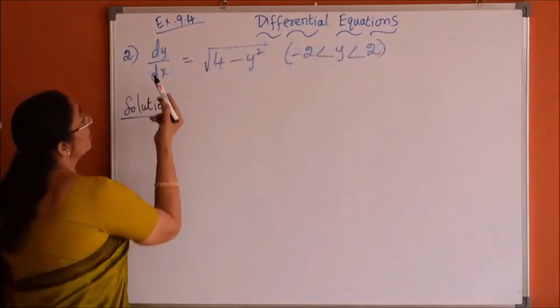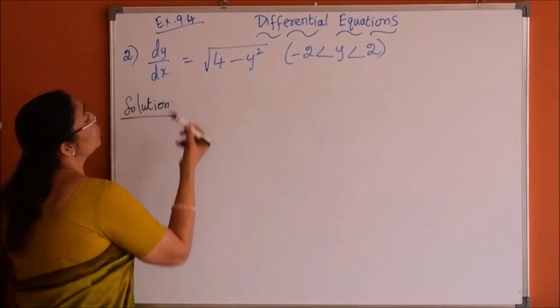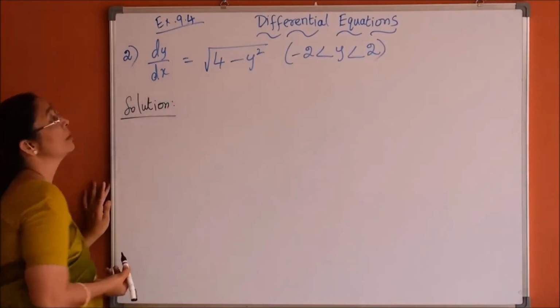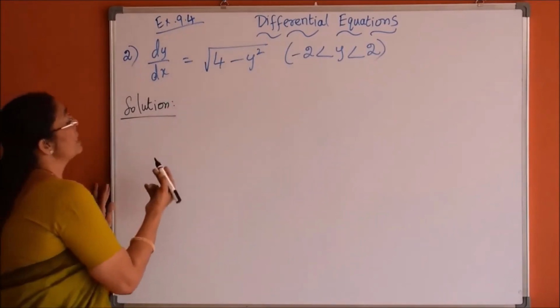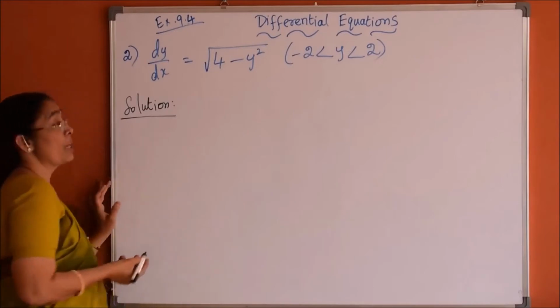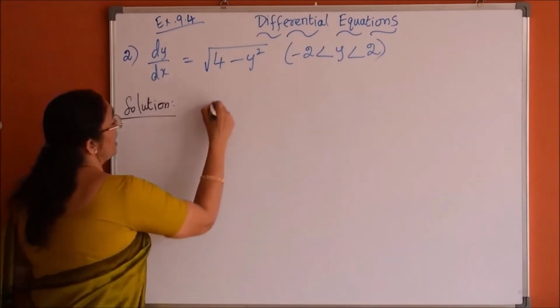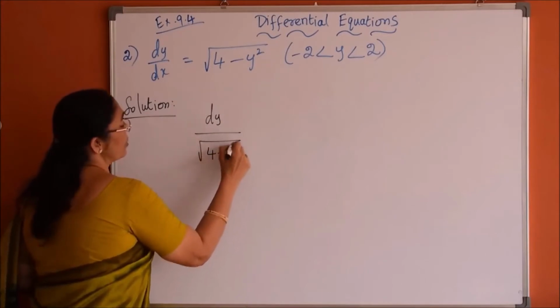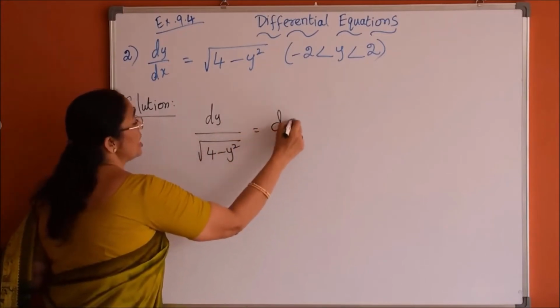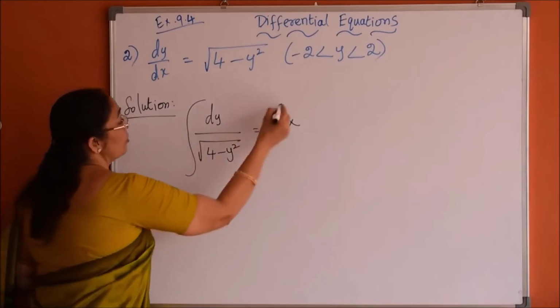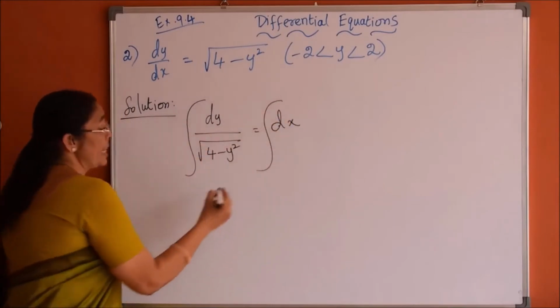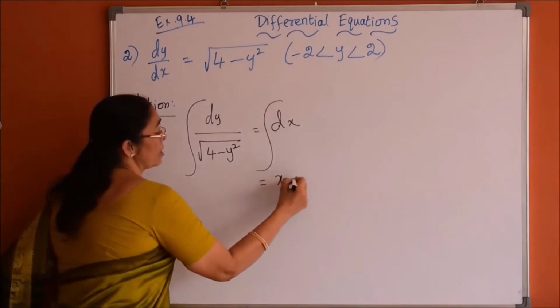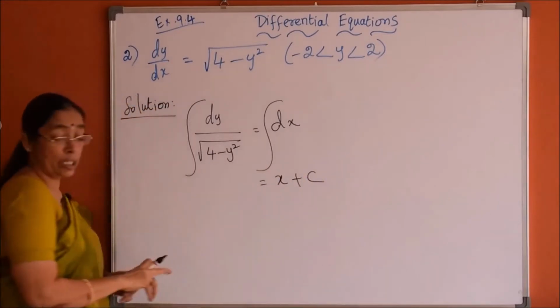Second problem: dy by dx is equal to root over 4 minus y square. Now, let us solve this by the method of variable separable. We can rewrite this as dy by root over 4 minus y square is equal to dx. Now, integrating on both sides. Right hand side, integration of dx is x. I can add c here, x plus c.